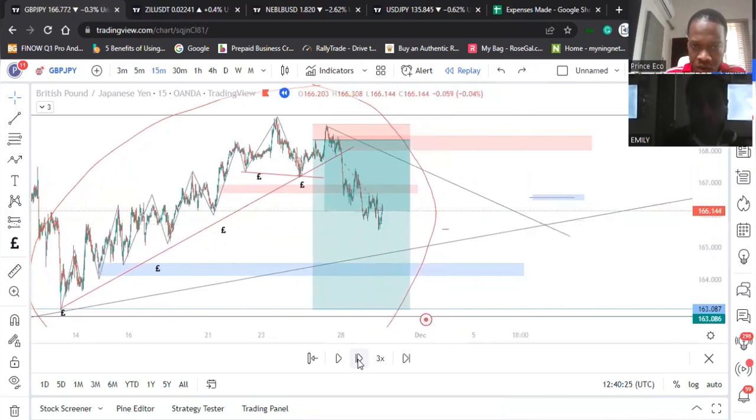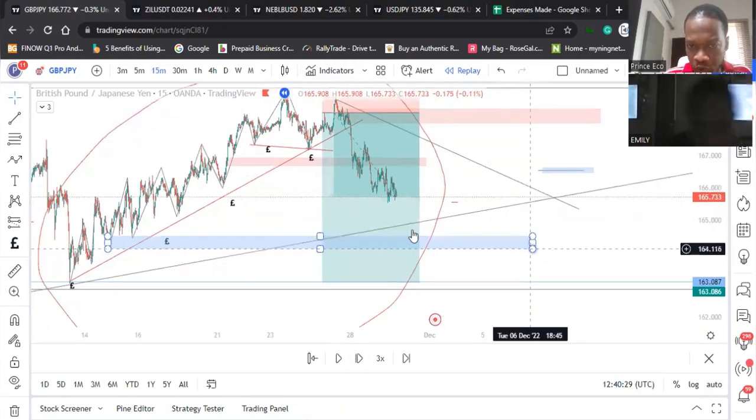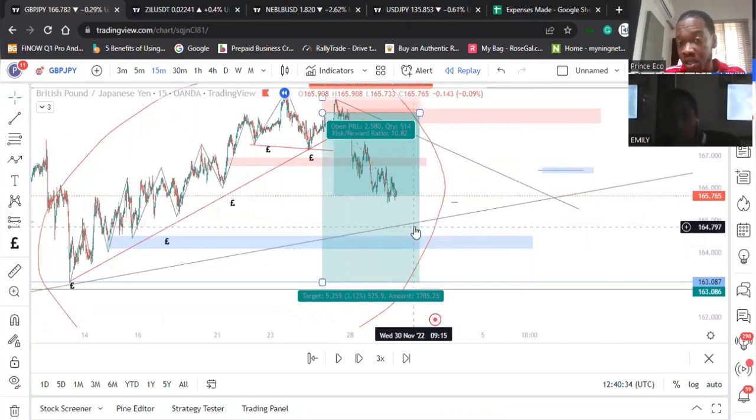Still doing its thing. Now, a lot of people will want to take profit at this trend line. Is it a bad thing? No. The whole idea is to make money. We're not here to catch pips alone. We're here to make money. We're not here to hit just the trademark. We're here to make money.